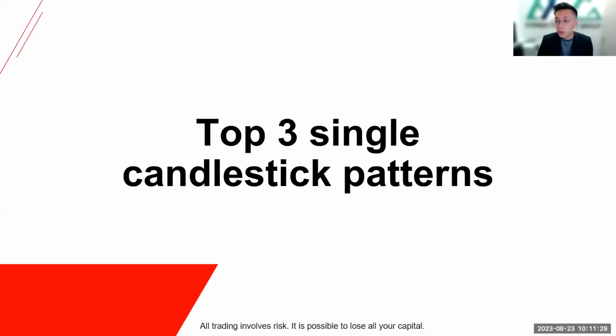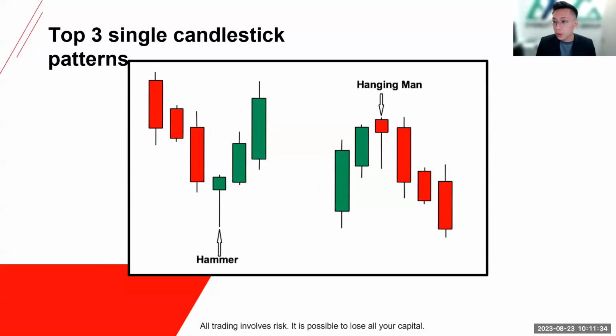Okay, so what are the top 3 single candlestick patterns? The top 3 single candlestick patterns, firstly, will be the hammer. So how to describe the hammer, if you want to go for a bullish reversal: the body of the candle has to be this small, okay, has to be this small, right? And the wick is way longer at the bottom. You can see the wick is way longer at the bottom. All right, and it's a green candle. So this shows signs of a bullish reversal.